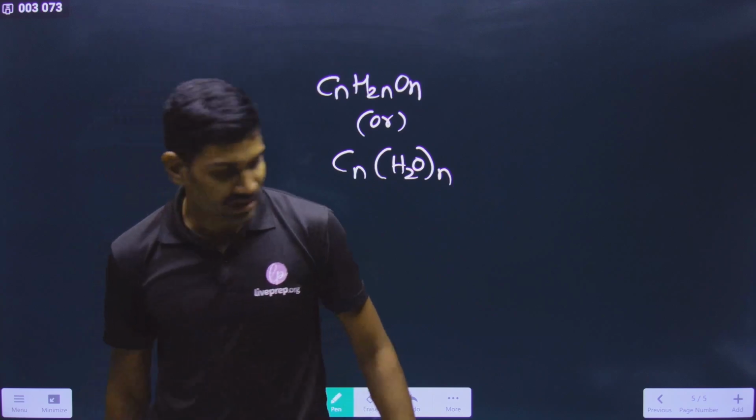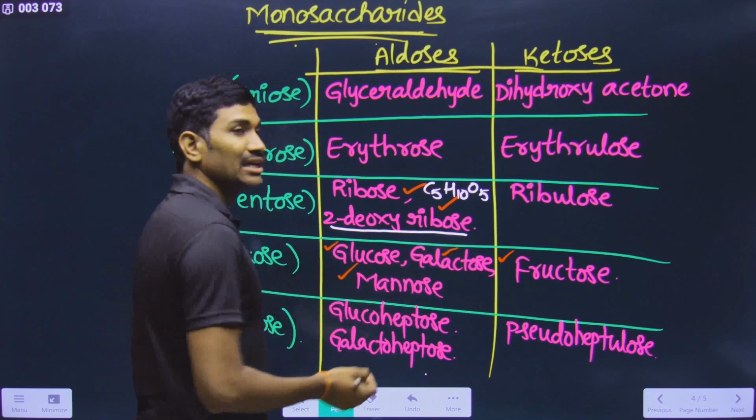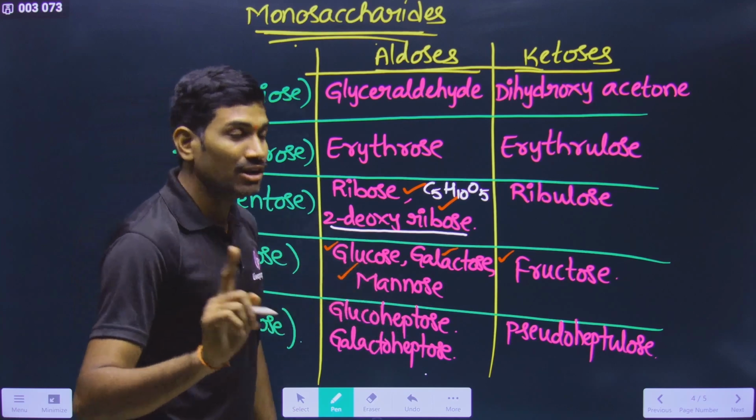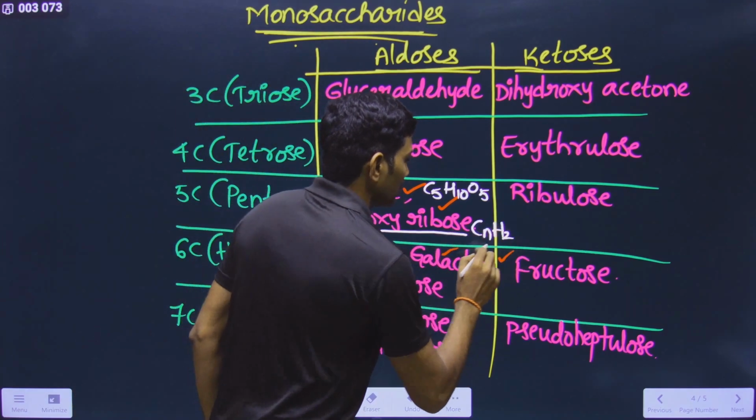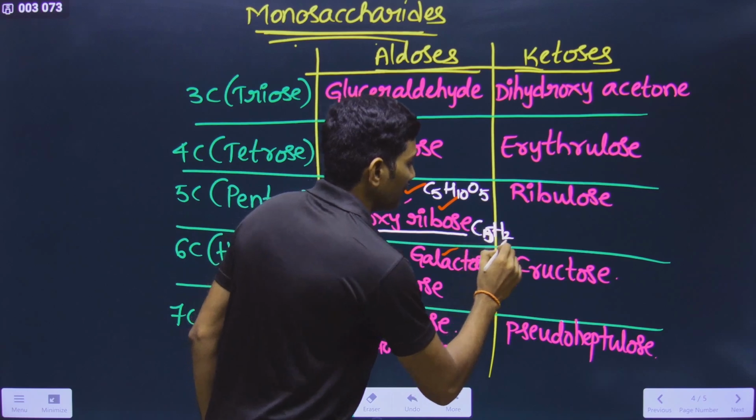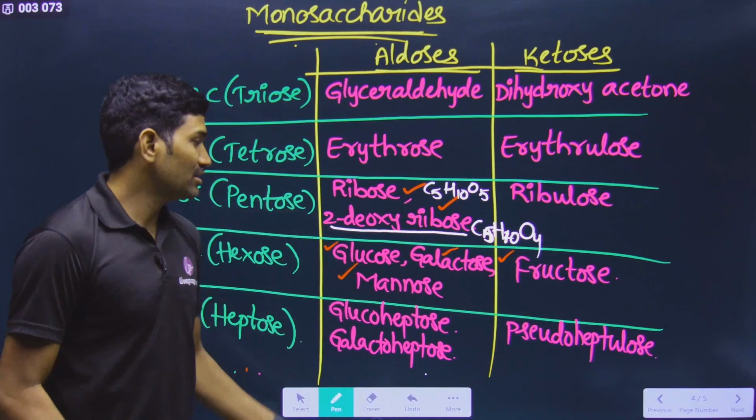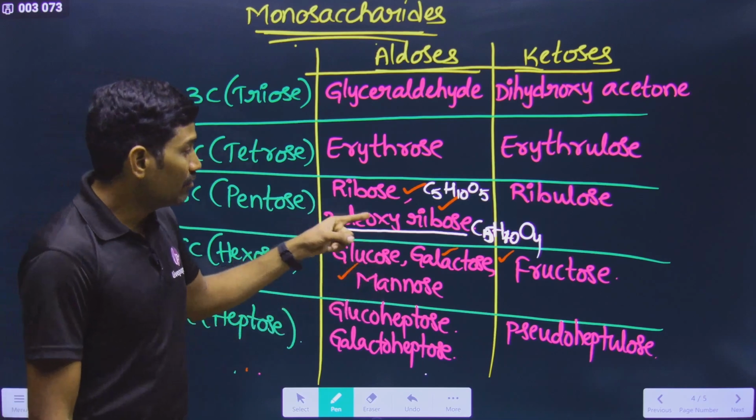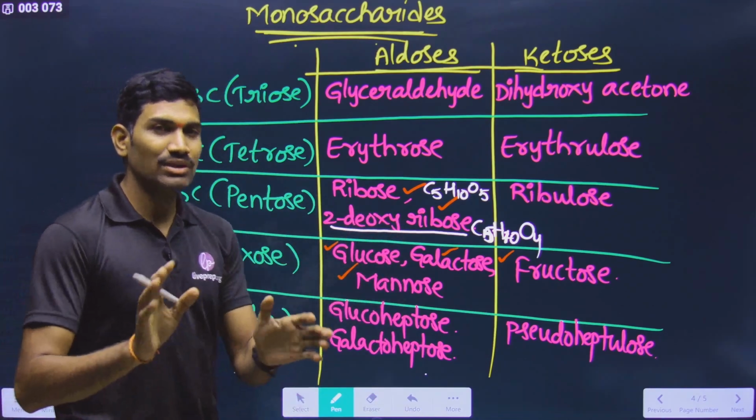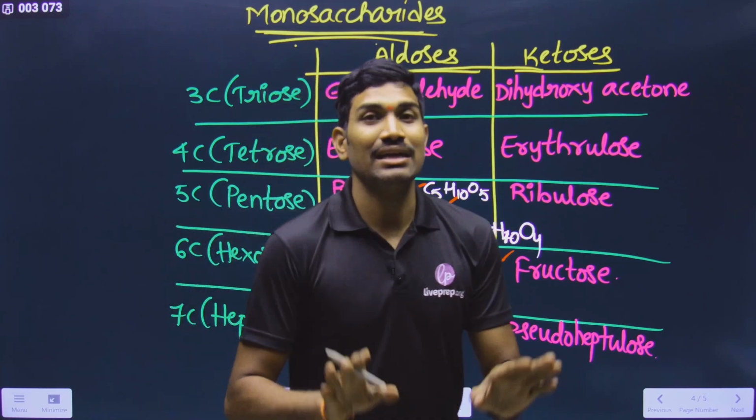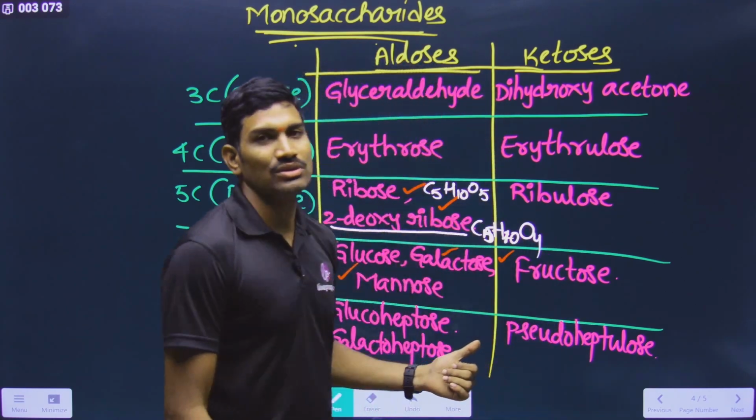But who is not following this? 2-deoxyribose is a monosaccharide, but it will not follow, because its molecular formula is C5H10O4, it is not O5, because it is 2-deoxy, right? Even though it is not following the formula, still it is a monosaccharide. That's what I am saying. Some monosaccharides do not follow this particular formula, but still they are monosaccharides.